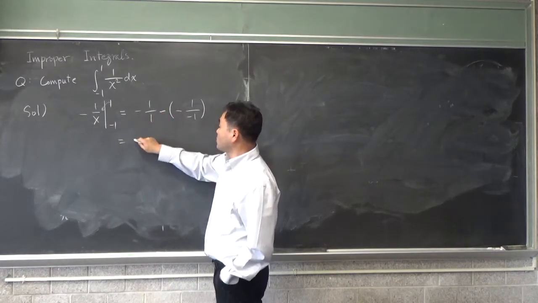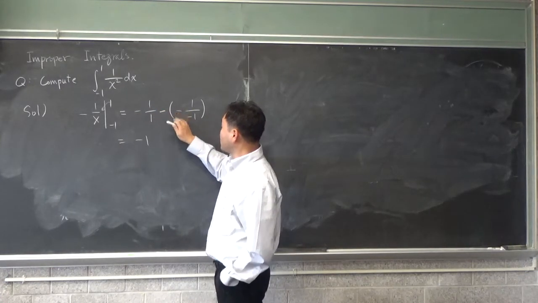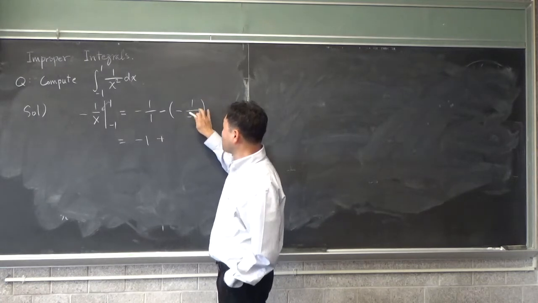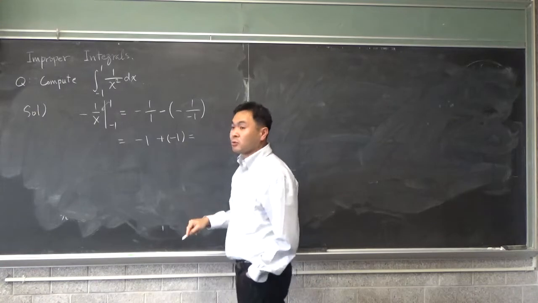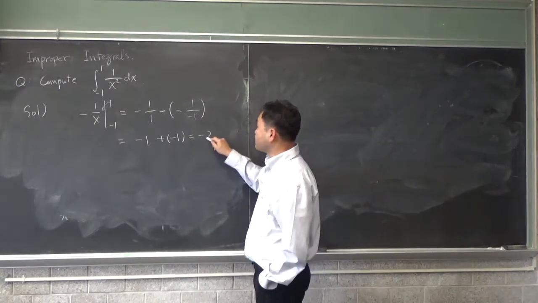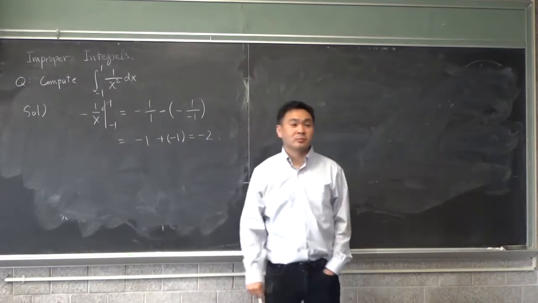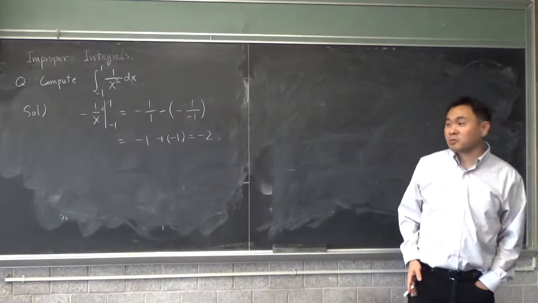Negative 1 over 1 is just negative 1. Minus minus is plus, and dividing 1 by negative 1 also gives you negative 1. So what's this value? It's negative 2. Okay, what's wrong with this answer?